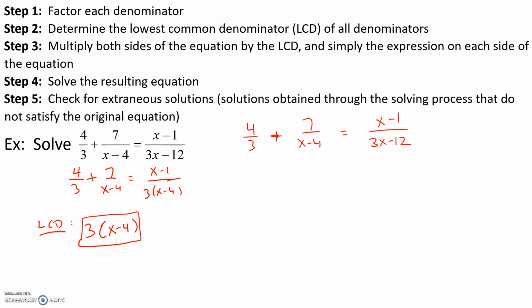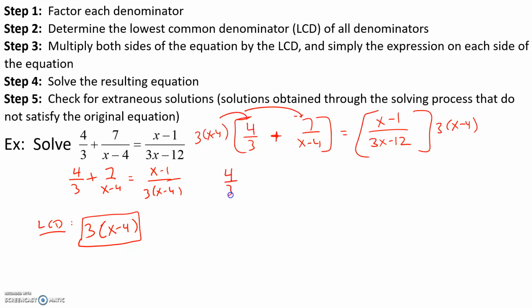Our third step, once we have the LCD, is multiply both sides of the equation by the LCD. So over here, let's multiply the left side by 3 times the quantity x minus 4 and the right side by 3 times the quantity x minus 4. So let's go through and distribute all this. Now again, don't skip this step. It might be tempting, but don't skip it because it'll lead to better understanding of the problem, and also it'll avoid making any silly mistakes. Okay, so what do we have?